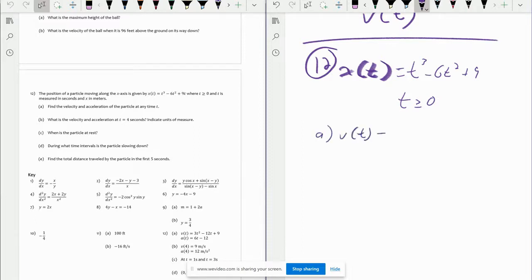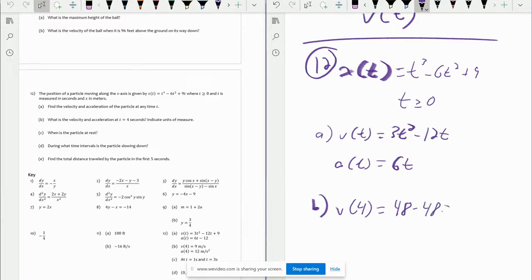That's just a derivative. V of t is equal to 3t squared minus 12t, and then A of t is equal to 6t. So we got that. And then part B says, what is the velocity and acceleration at time 4? That may seem simple enough, like just go ahead and plug in 4 into all of them. And it pretty much is: 48 minus 48, that's 0. And A of 4 would be equal to 24.